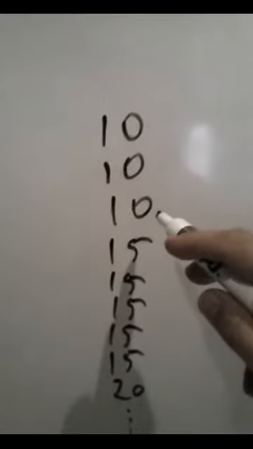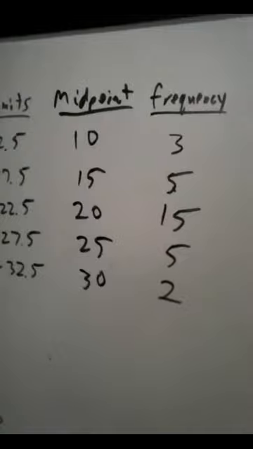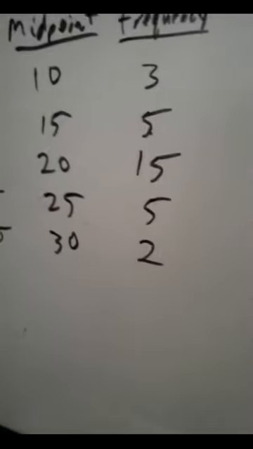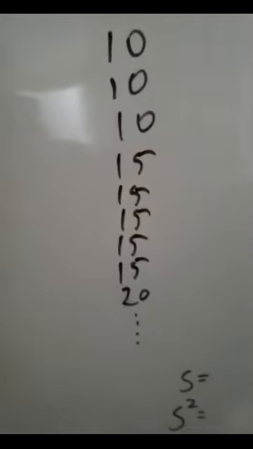The midpoint 10 is used 3 times, so you'd have 10, 10, 10. 15 is 5 times. Okay, and then so on down the list. And then you could take that list, put all that in L1, run your 1-Var Stats, and you would be able to see the standard deviation.